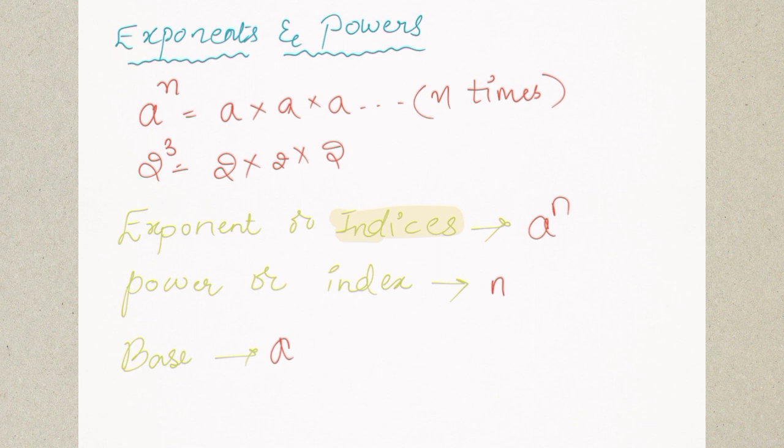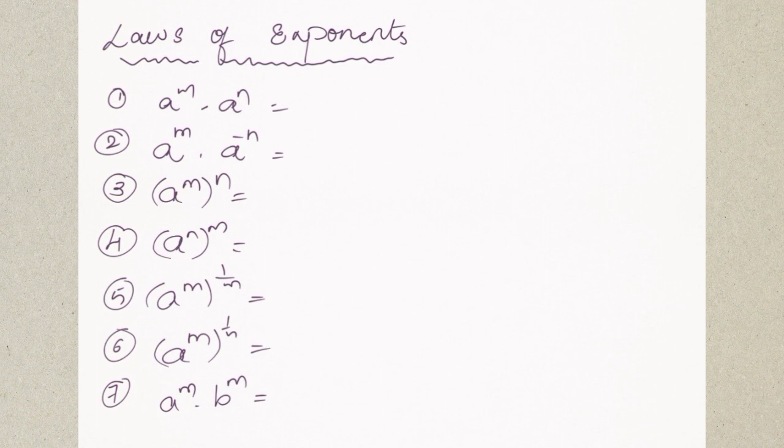Nothing new. Now we shall see the laws of exponents, which we have already seen since our childhood, but it's okay. So a power m into a power n is a power m plus n. You know this, right? Now a power m into a power minus n is nothing but a power m minus n. A power n whole power m is a power mn. A power m whole power n is a power mn. Same thing, no change, right?